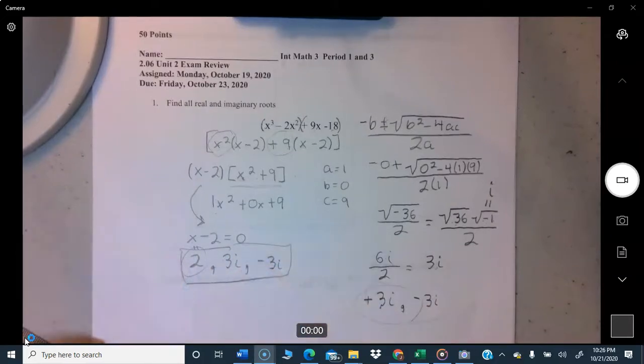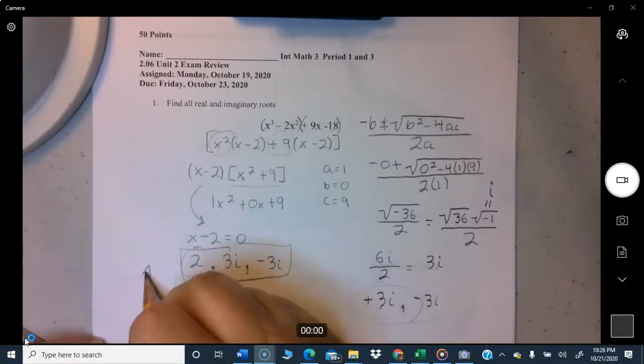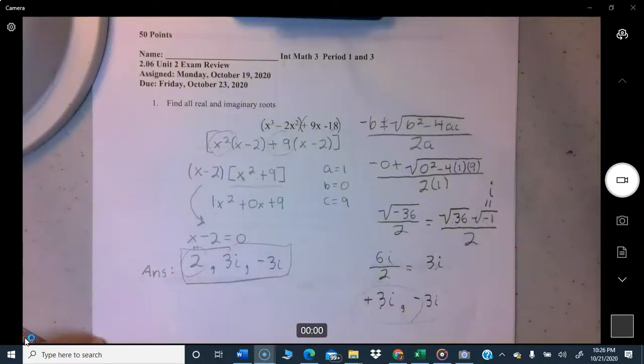And when you do it on the test, go ahead and put it in a box or a circle like that. I would even write the word answer or just ANS right there. Be sure it's clear, because there's a lot of stuff going on here. Be sure it's clear what your answer is. Okay, let's keep going.